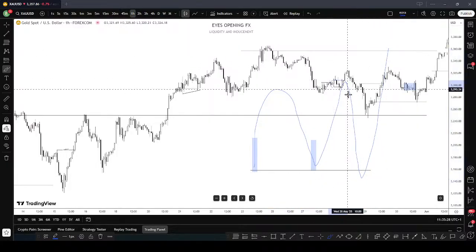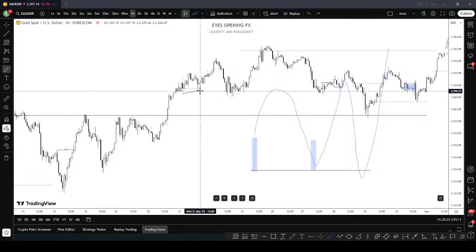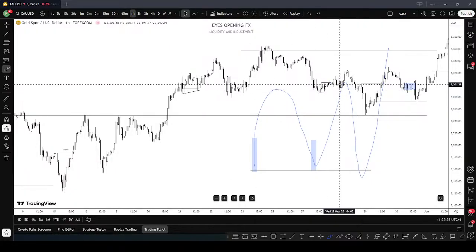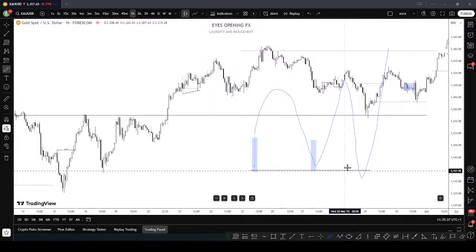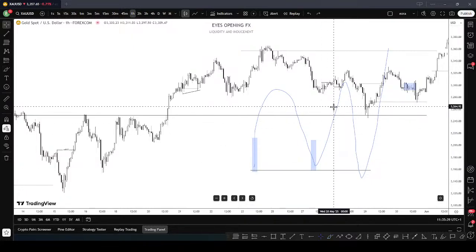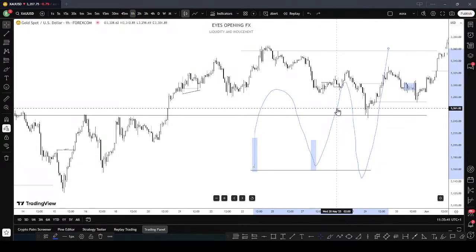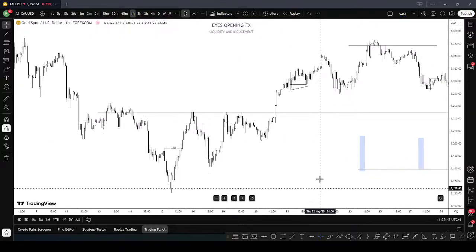It's just the same scenario. The only difference is that this one is two lows, while this is one. A lot of people are now expecting a buy from here. The market will just come, induce them, and go up. So this is another type of liquidity.